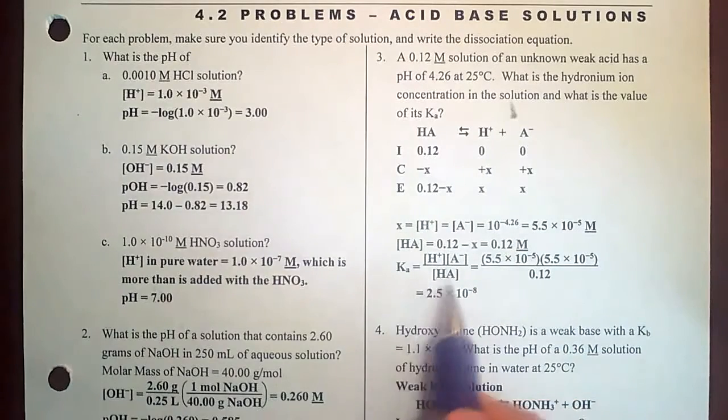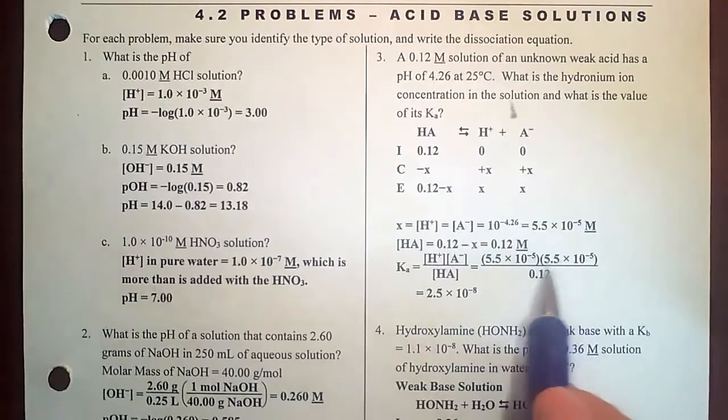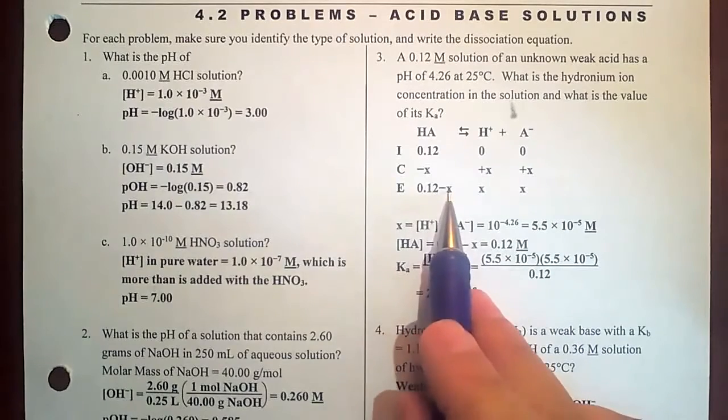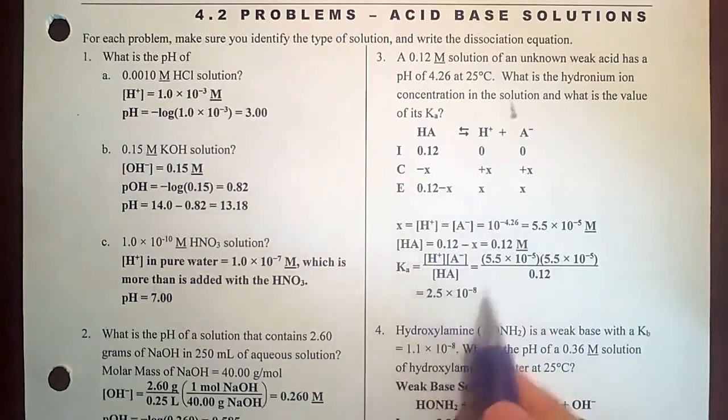So how do we find Ka? Well, we know that this is x and that is x, so we end up with the value squared over, well, let's disregard the minus x, over 0.12, and that gives us Ka.